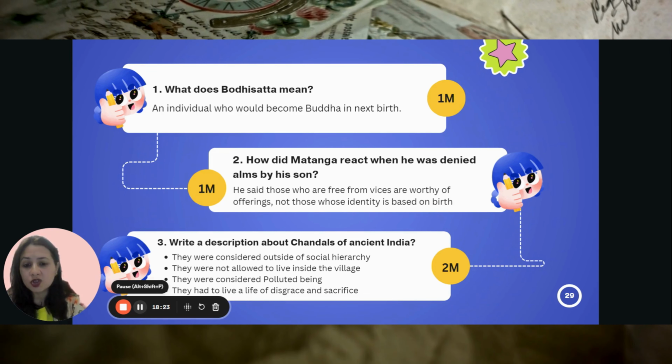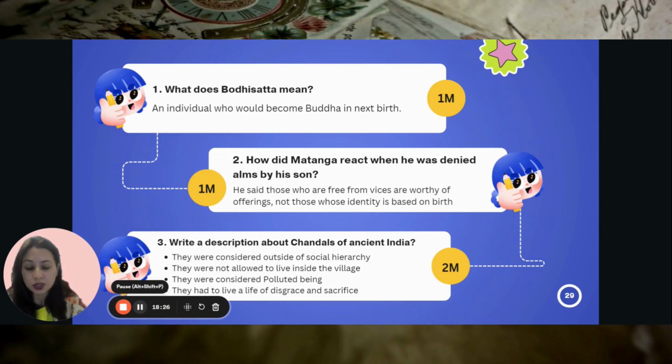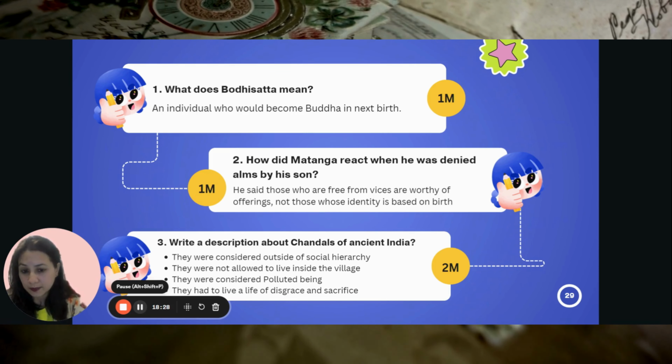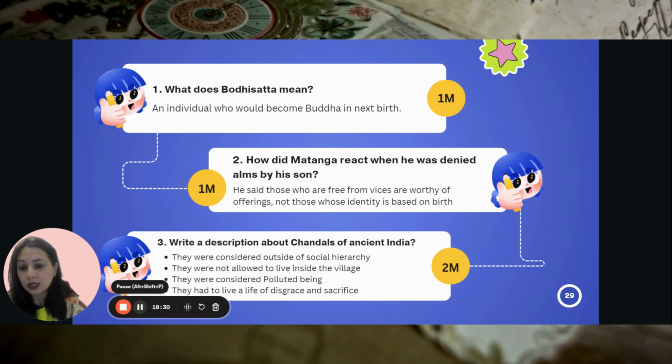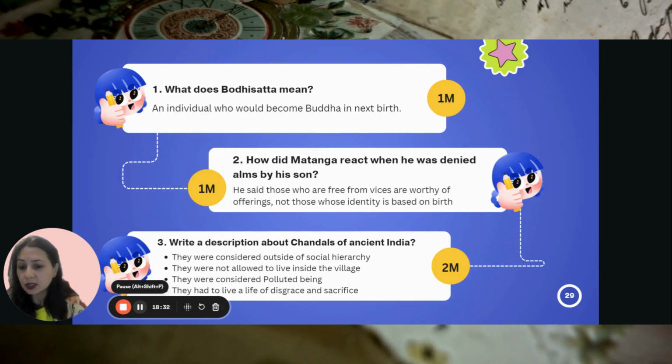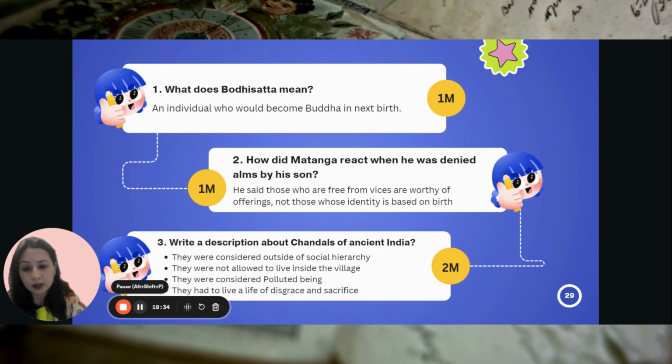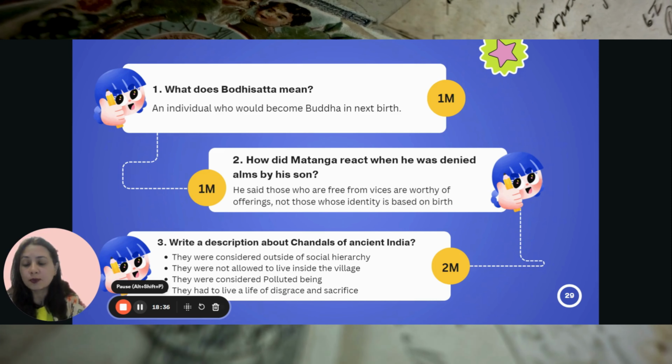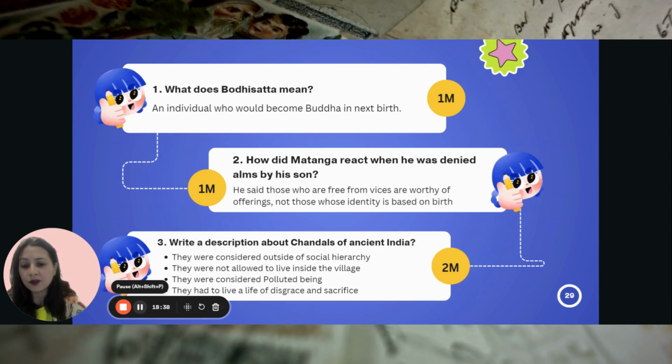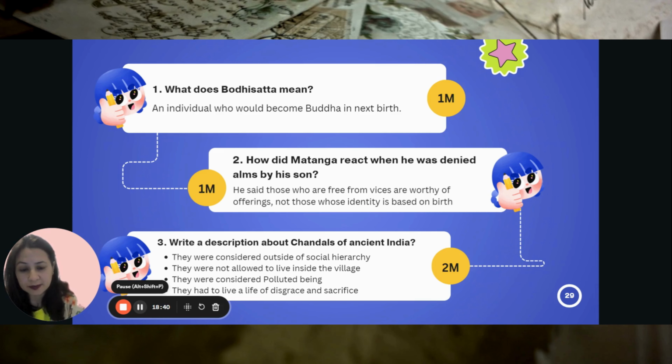Write a description about Chandals of ancient India. Again, this question is indirect, which is not given in the source. They were considered to be outside. They were not allowed to live in the village and they were considered to be polluted. They had to suffer a life of disgrace and sacrifice.